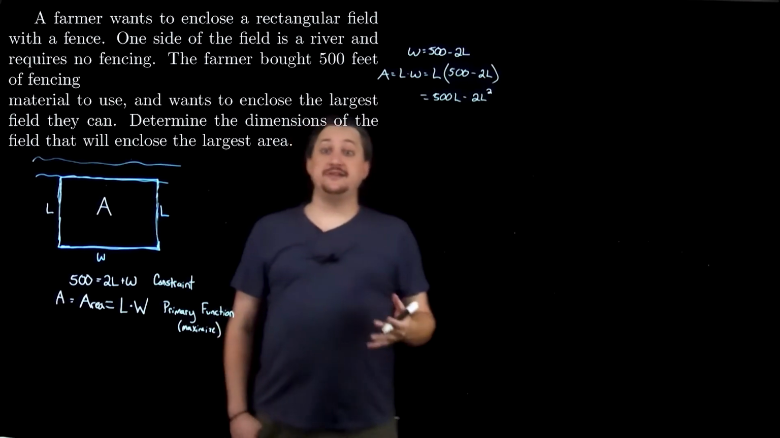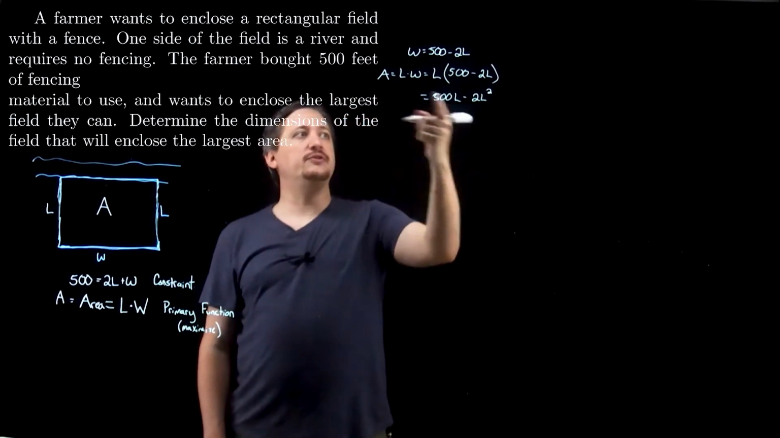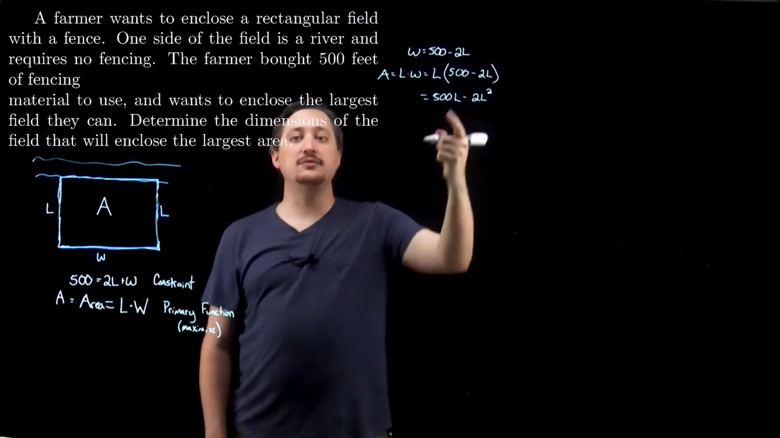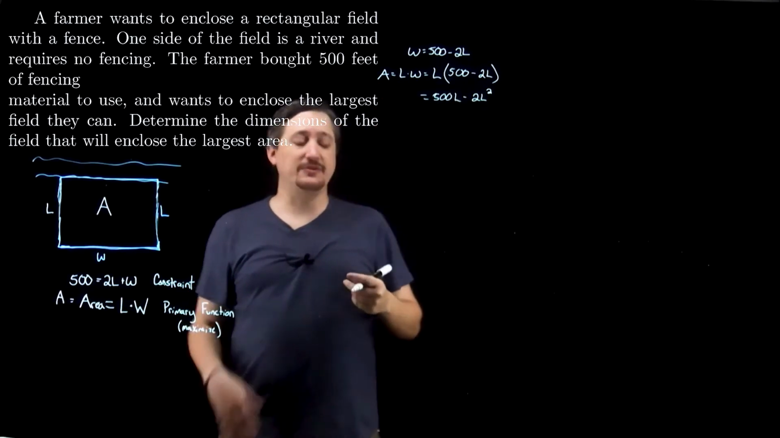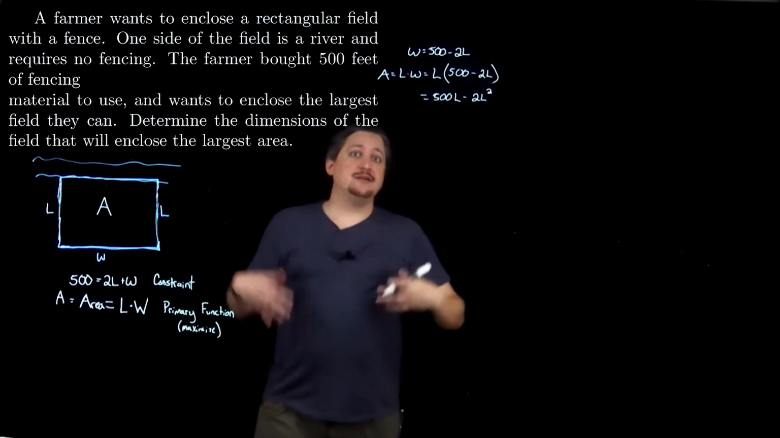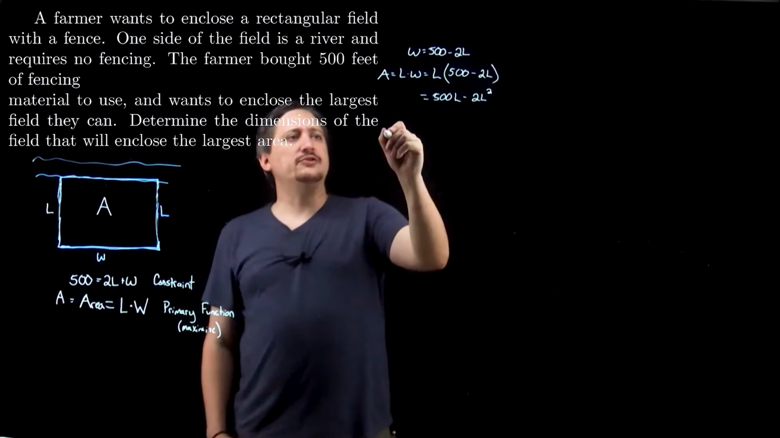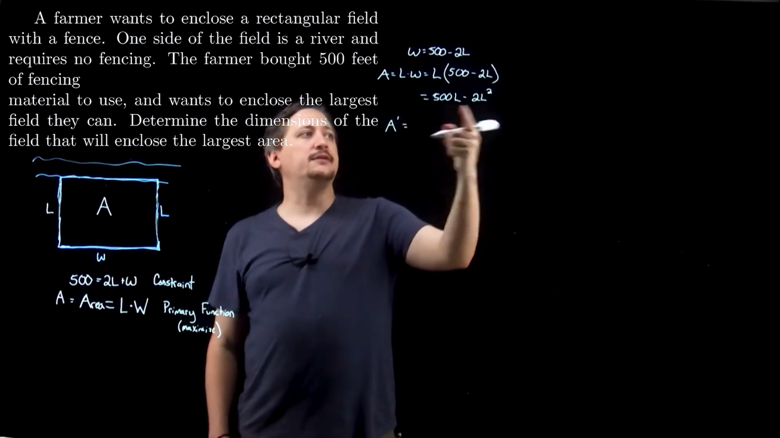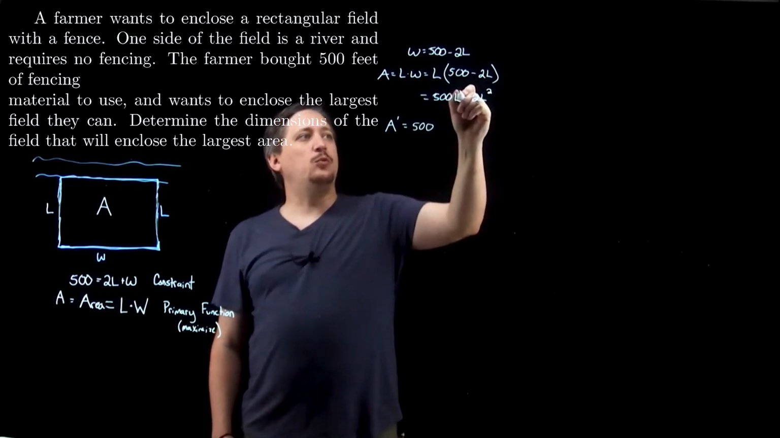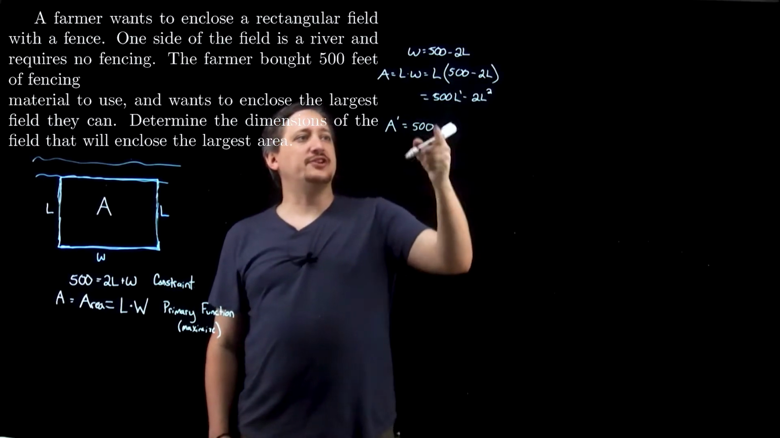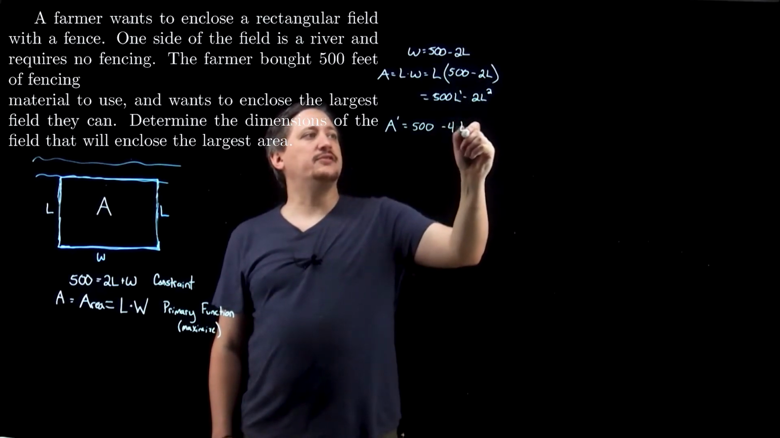But now my area is indeed in terms of one variable. So now I can look at the derivative of area with respect to L, right? Because what I'm really asking is, what is the maximum A? And if I'm looking for the maximum of a function, then I can use my first derivative to find extrema. So if I look at A prime, I'm going to get 500. I technically have a 1 there, so bring the 1 down, subtract 1, but that's just going to get me 500. And then bring down the 2, I'm going to get 4 times L to the 1.